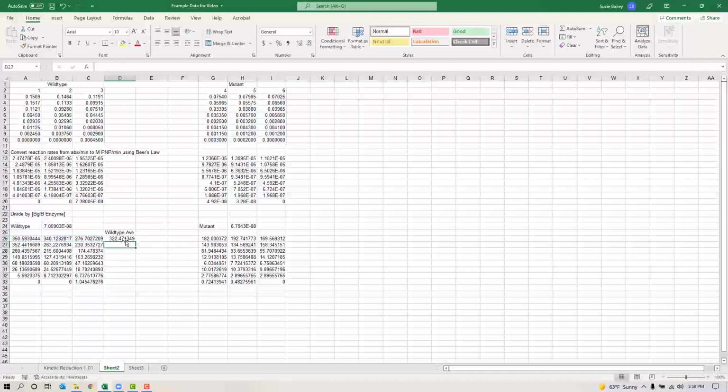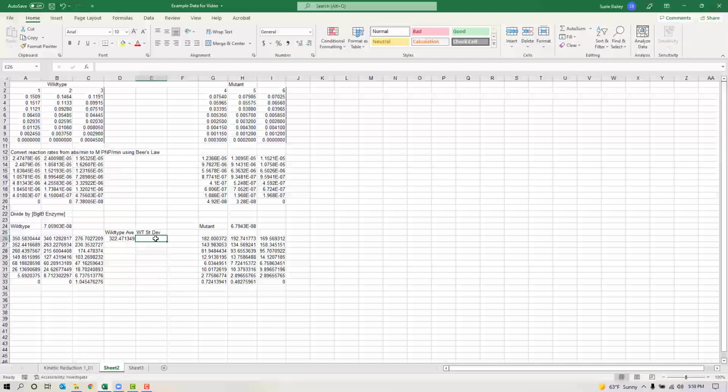Hit enter, and there's your average of the 3 values that were tested that reflect the reaction rates for the test at the highest substrate concentration. We also want to determine the standard deviation, so how much these data points vary around that average or mean. So we're going to determine the standard deviation of the mean. So make sure that's wild type, standard deviation, so I don't forget what's in this column.